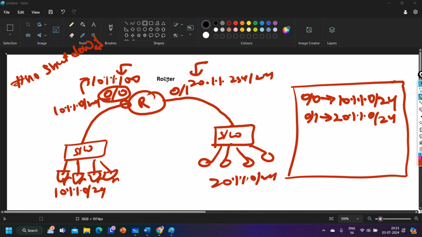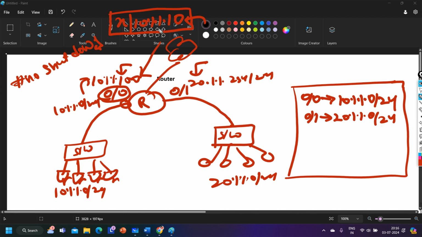Now, just suppose a router is receiving traffic. Let's say this router is connected with any other router, or with the internet. If this router is receiving traffic where the source IP address is anything, X, and the destination IP is 10.1.1.10, what will this router do? This router will receive this packet and check the destination IP address. The destination IP address is 10.1.1.10.